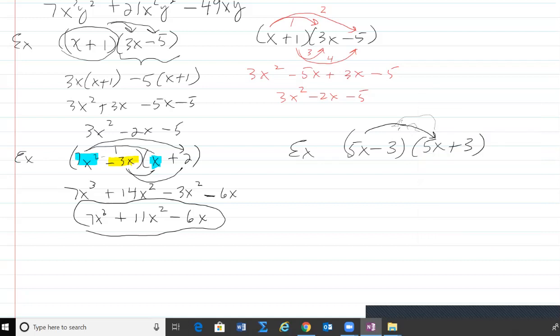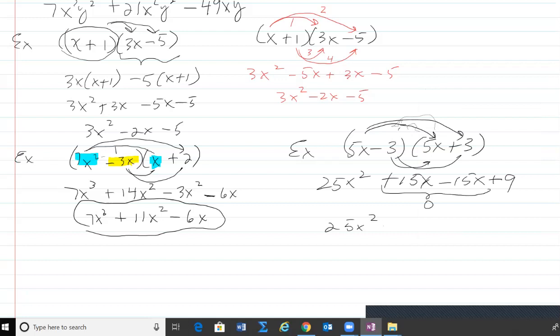Okay, I have a 5x times 5x, that's 25x squared. I have 5x times a 3, that's 15x. Then I have a negative 3 times a 5x, that's minus 15x. And then I have a minus 3 times 3, which is a 9. I notice I get lucky here because these two give me a 0. So I don't have to count that 0. I just leave it off, and this would be my answer then.